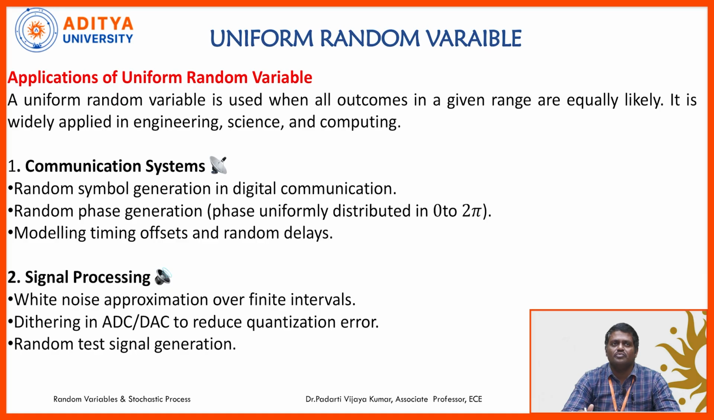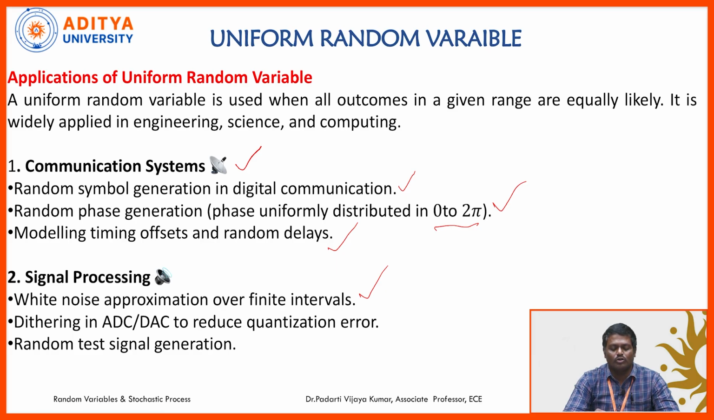Next, coming to the applications of uniform random variable. Generally, uniform random variables are applied in many applications. We will see a few. Let us see how it is applied in communication systems. For random signal generation in digital communication, that follows a uniform distribution. Similarly, random phase generation also follows a uniform distribution, generally over the phase range 0 to 2 pi. And for modeling time offsets and random delays, we also use the concept of random variable. Also in signal processing, we use the uniform random variable concept.